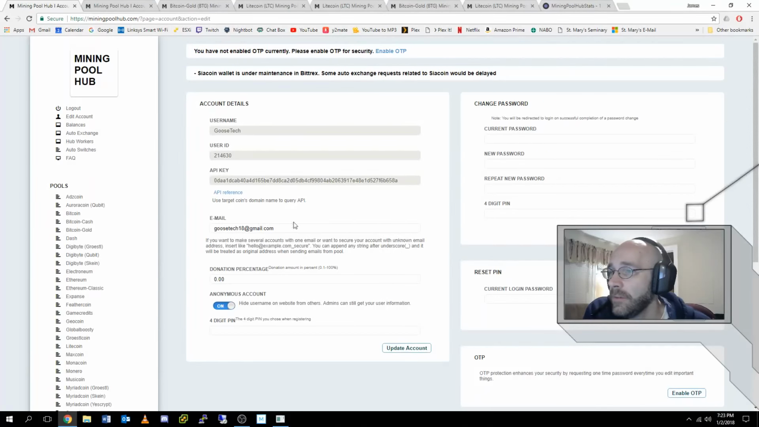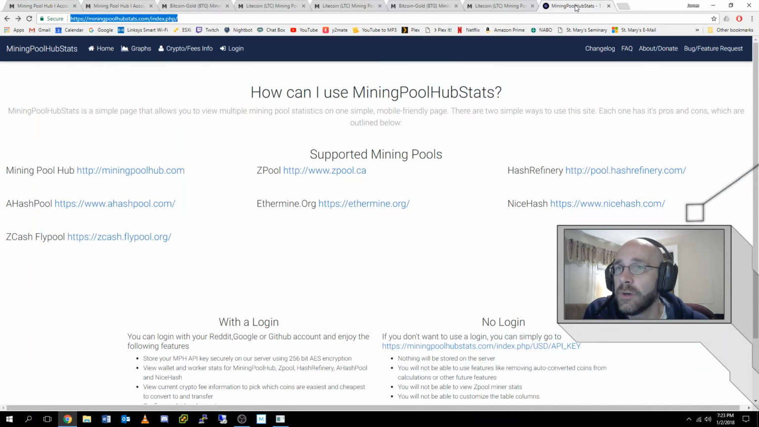Okay, so if you want to set this up for yourself, you just go over here to where it says Edit Account on MiningPoolHub, and then right here you have where it says API key. You just want to double click that and copy it. All right, and then we can go ahead and set that up on MiningPoolHub stats.